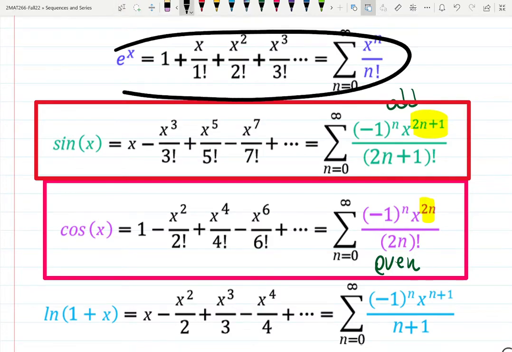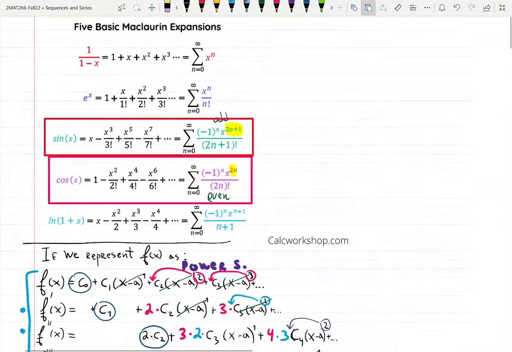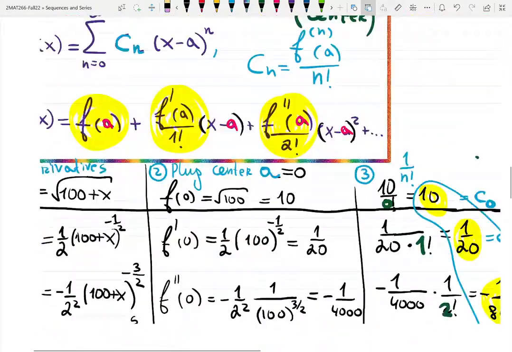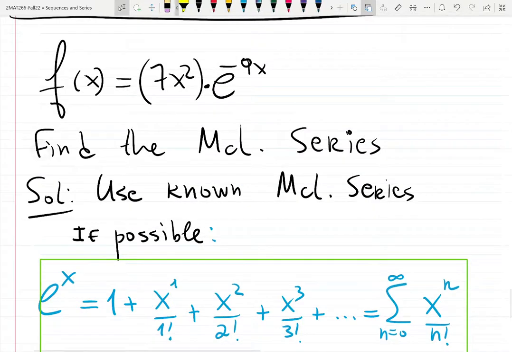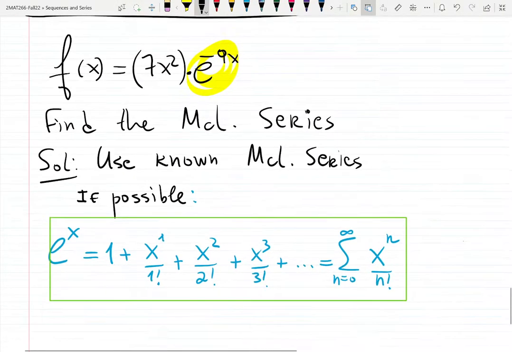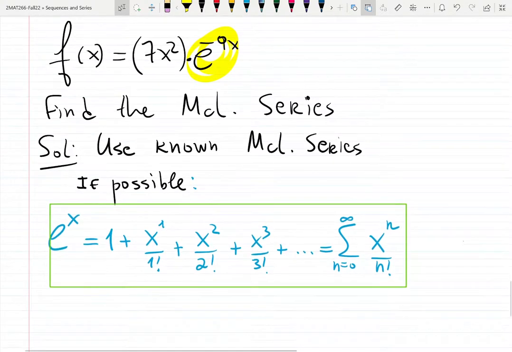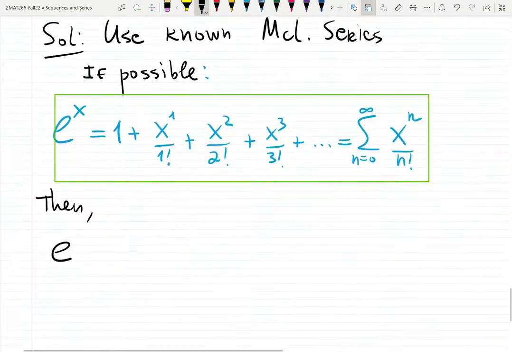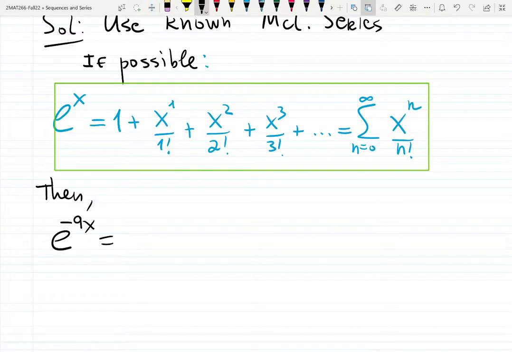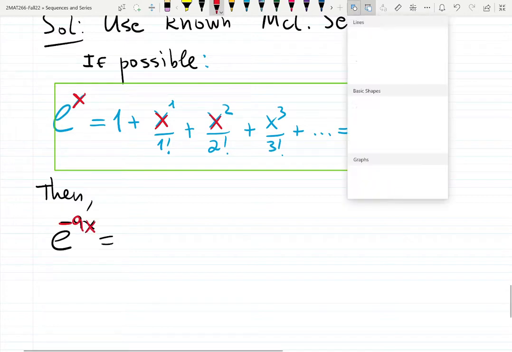Right now, let's use this one. We already know it, so let's use it for only the exponential function part, which is this part. This will be a series. Let's leave the 7x squared to chill for some time. So then, and this is where the previous chapter comes in, e to the minus 9x will be, that's your new input. Remember I always say, everywhere you see x, now plug in minus 9x. That is the idea.